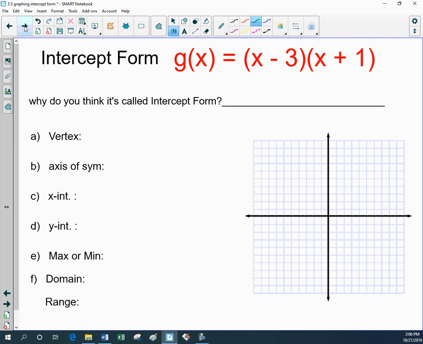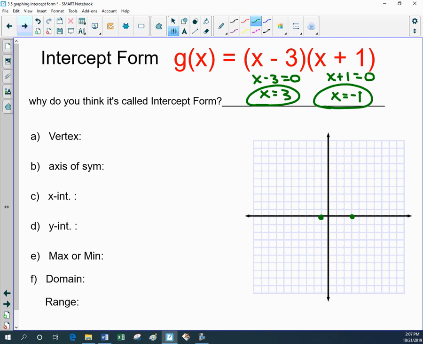All right, so let's take a look at this first example. Okay, so we have g of x equals x minus 3 and x plus 1. Okay, so the first step, let's find our intercepts. So to find our intercepts, set each of these equal to 0 and solve. So x equals 3 and x equals -1. Okay, so the graph is going to cross the x-axis at +3 and -1.